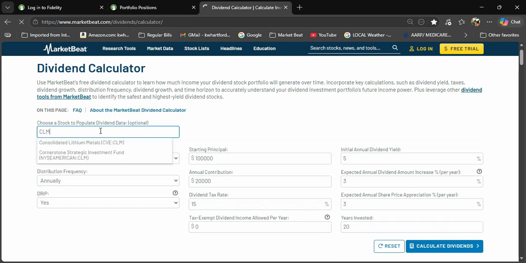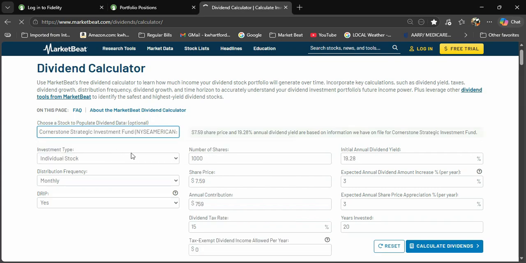CLM, that's Cornerstone Strategic Investment Fund, individual stock. The monthly is the dividend distributions, and we're going to have the dividends reinvest automatically, dividend reinvestment plan. Now, as far as the number of shares, we mentioned $1,000, and it's $7.59 a share.